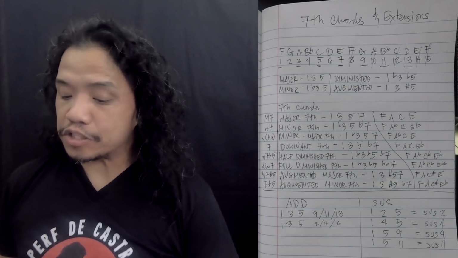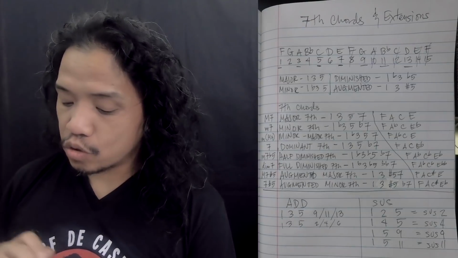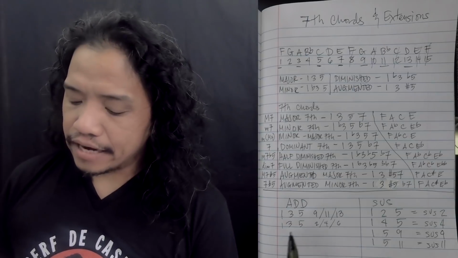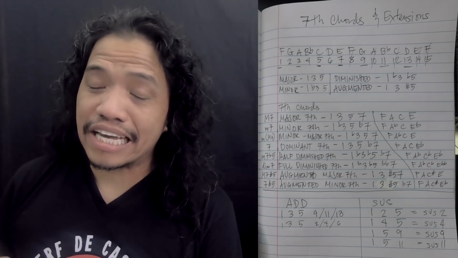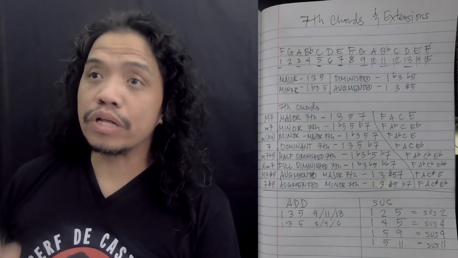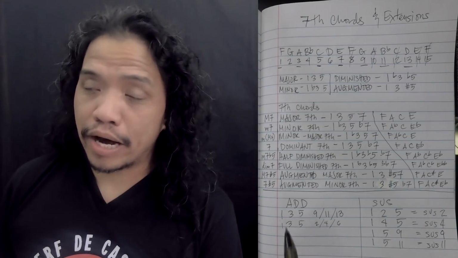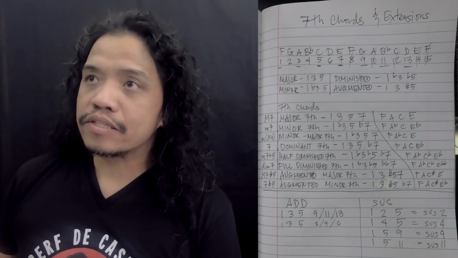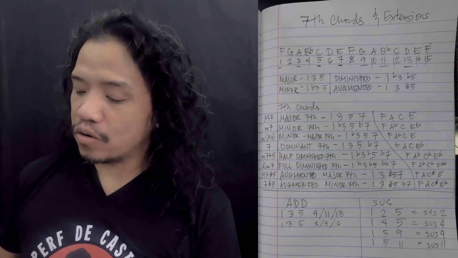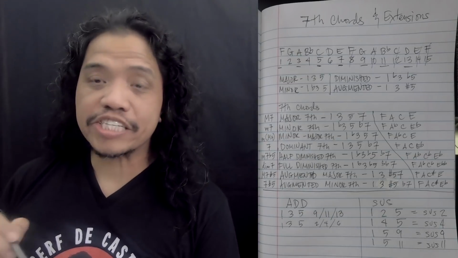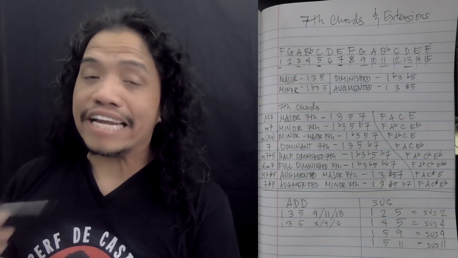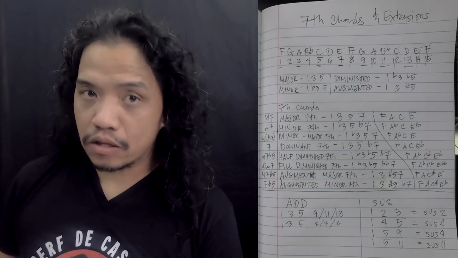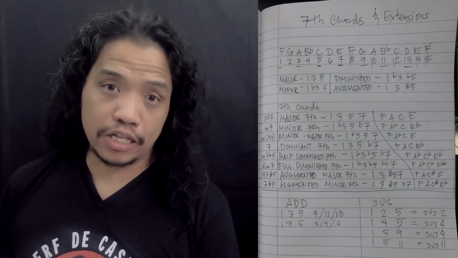Now, the main difference between the add and the sus chords, even though they may sound similar, is that the add chord retains the third, so it retains the tonality of the chord. You will hear whether the chord is major or minor with some added extra tones. A sus chord suspends that tonality. So the sus 2, sus 4, or sus 9 or sus 11 chords are neither major nor minor. So you can either play a major scale over it, or you can also improvise a minor scale over it.